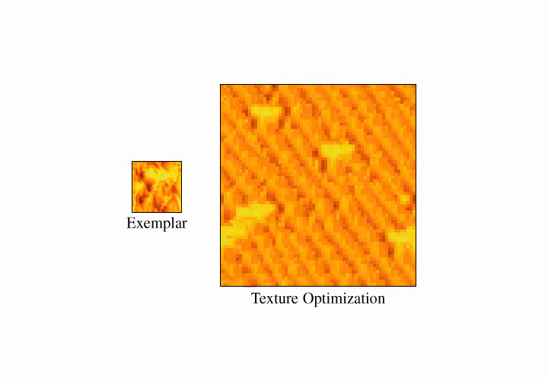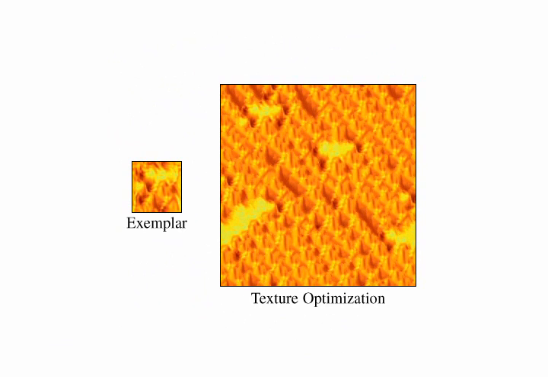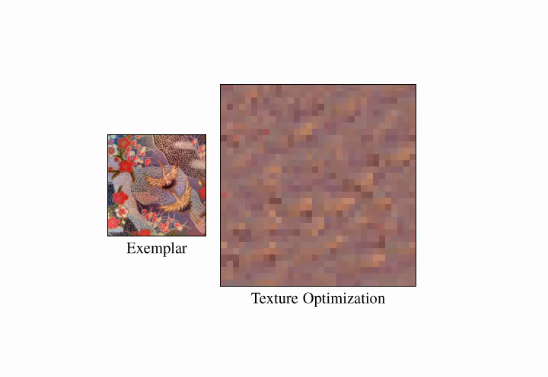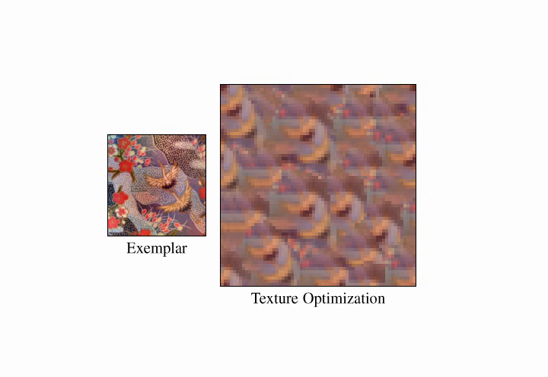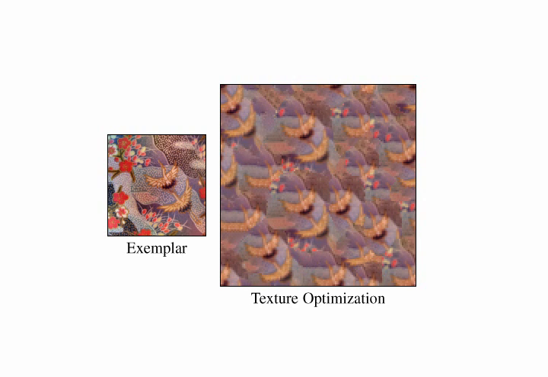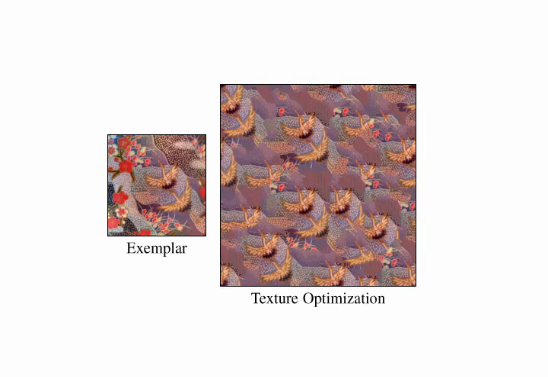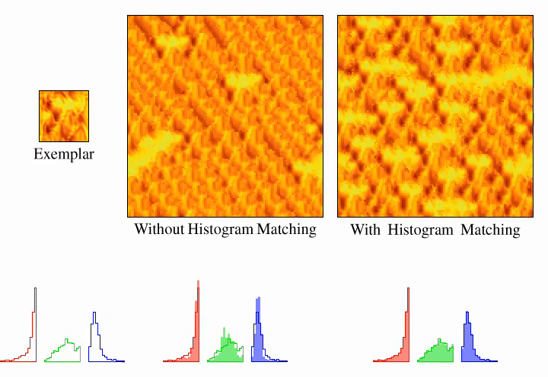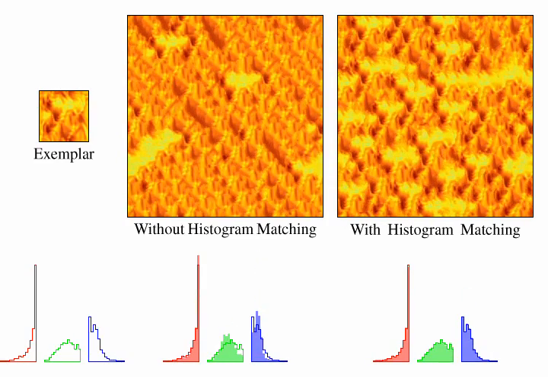Texture optimization can get stuck in bad local minima, for example repeating the same exemplar neighborhoods over and over again, or failing to make use of the full richness of the exemplar. We address this issue by integrating a histogram matching scheme into the optimization process. Histogram matching ensures that the synthesized solid is similar to the exemplar, not only with regards to local neighborhoods, but also in its global statistics.